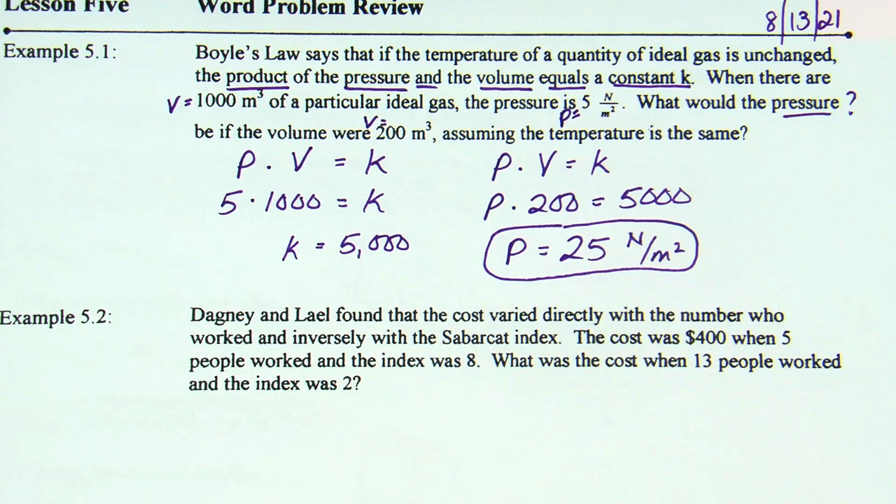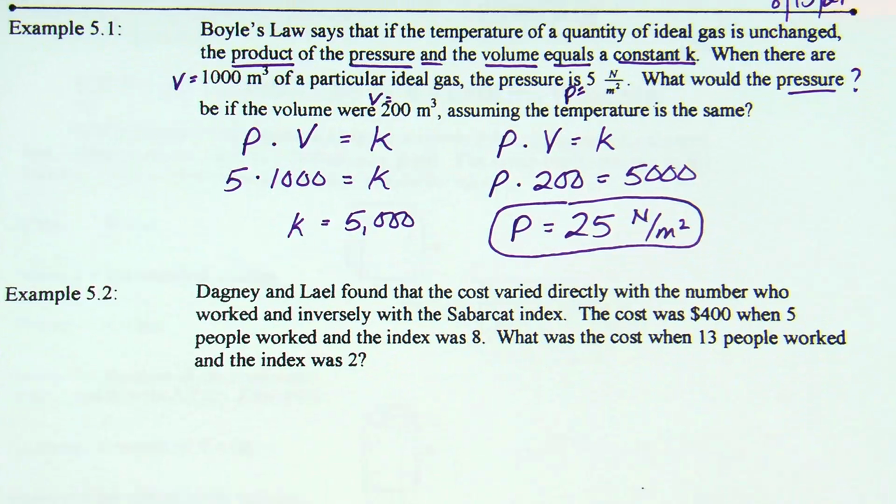Okay, example 2 if you're ready. Dagny and Lale found that the cost varied directly with the number who worked and inversely with the Sabercat index. The cost was $400 when 5 people worked and the index was 8. What was the cost when 13 people worked and the index was 2?